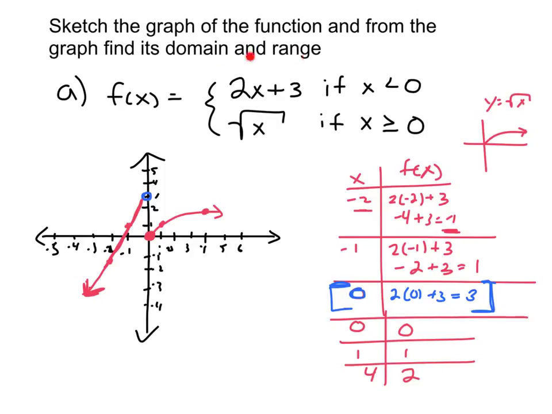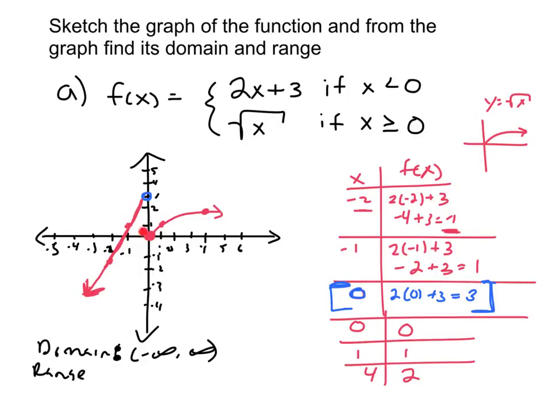Okay, so now let's find the domain and range. So first let's start with the domain. Now we see that our arrows, we continue going forever in the negative direction. We continue going forever in the positive direction. So the domain will be -infinity to infinity.